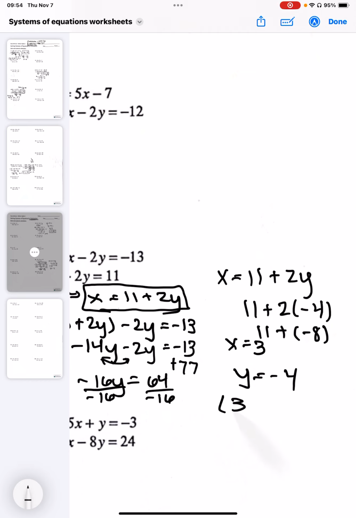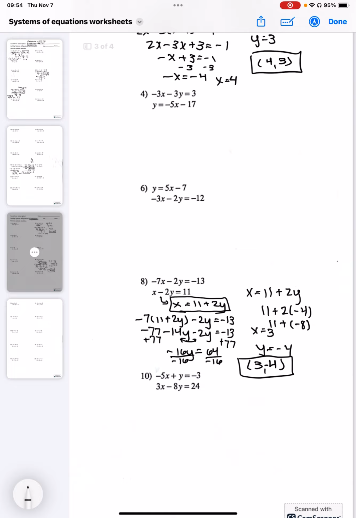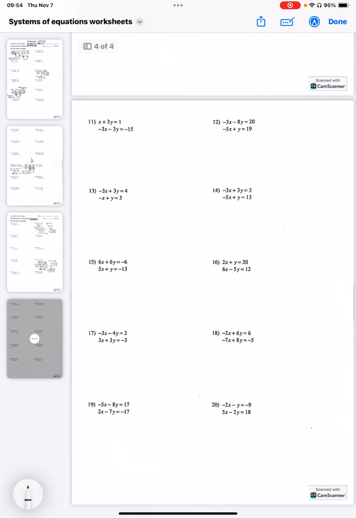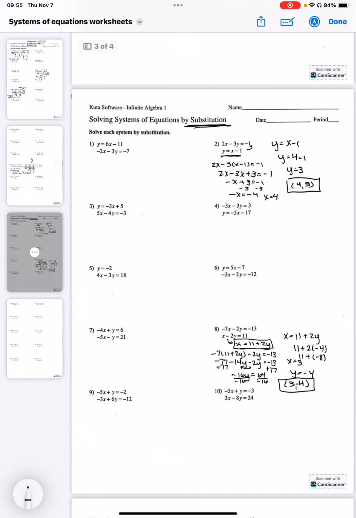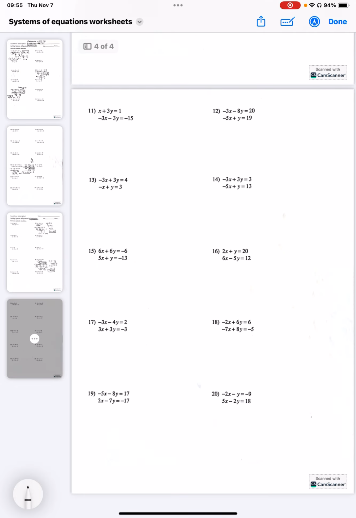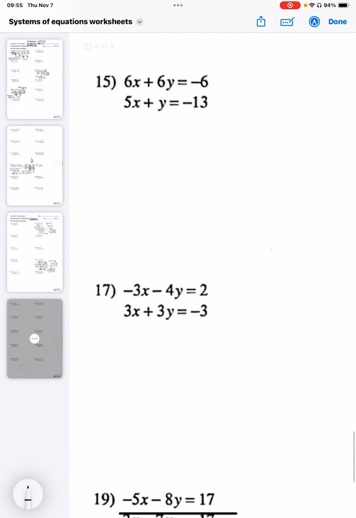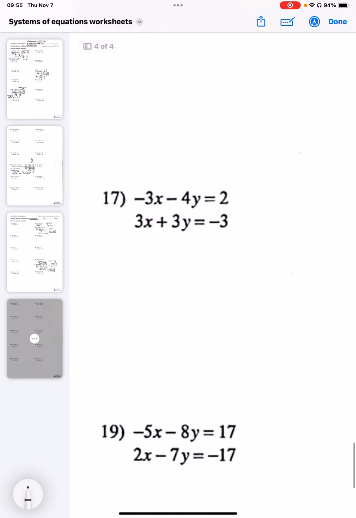So our solution is 3, negative 4. Okay. Let's go to the last page. So, a couple things with these. On this last one, I want you guys to solve it, like I mentioned in class, by substitution. You can look at these and realize that this one has opposite signs, and so hypothetically you should add them, but we're going to do it by substitution for this worksheet.